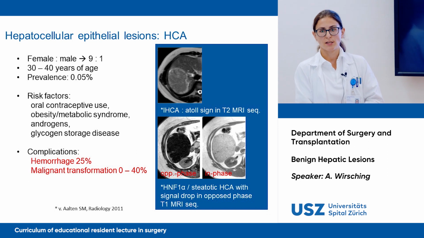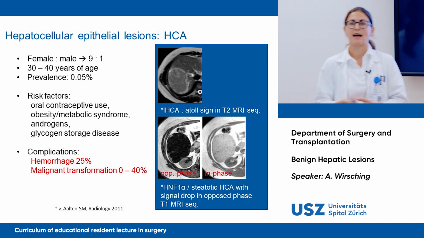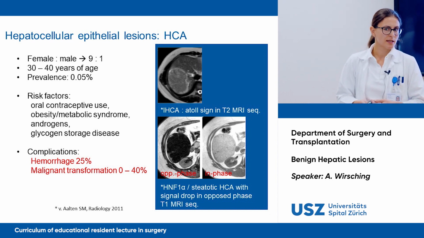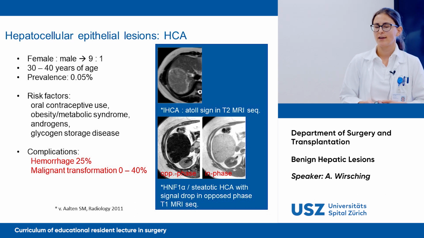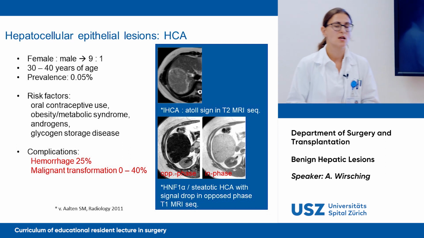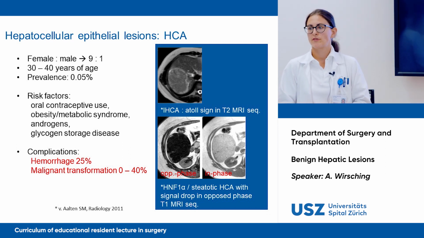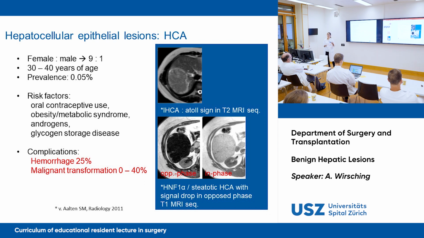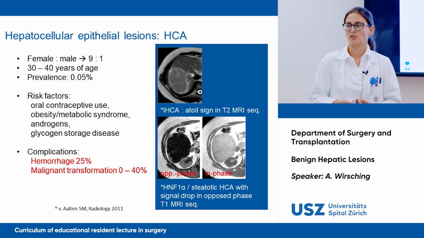Again, hepatocellular adenomas are more frequently encountered in women, with a women-to-men ratio of, again, 9:1. It is not frequently encountered, with a prevalence of 0.05, and it has been diagnosed more frequently after the onset of oral contraception use, which was in the 70s. So there is a clear correlation with oral contraception or androgen use and the formation of hepatocellular adenoma. Obesity and metabolic syndrome also have an impact on its formation, as have specific metabolic diseases like the glycogen storage disease.